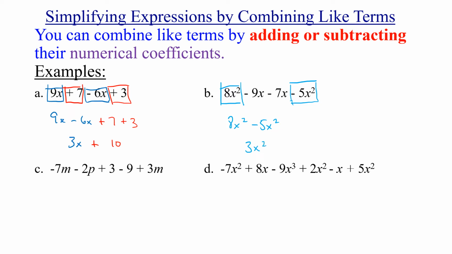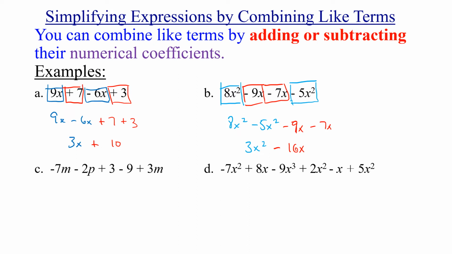Now, looking at the x's, I have a negative 9x and a negative 7x. So minus 9x and minus 7x. Now I know a negative 9 and a negative 7 add to a negative 16, so minus 16x.